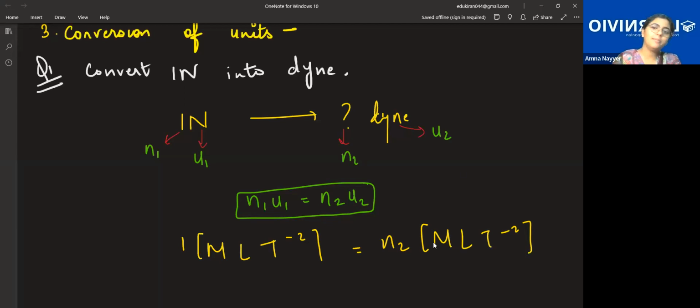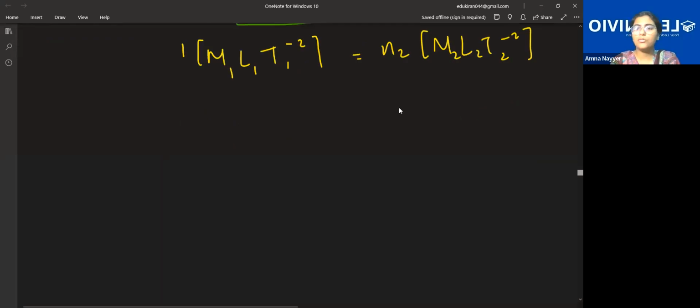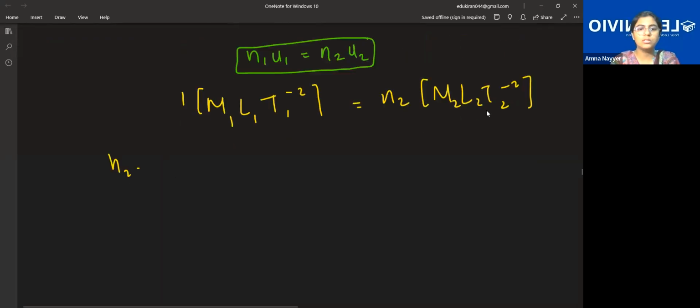So how to differentiate between this dimensional formula and this dimensional formula of force? Here we can put 1, 1, 1 for the first, and here we can put 2. Now we have a difference. When I say L1, L1 means the Newton's length. When I say M2, M2 means dyne's mass, right? Now, N2 is unknown. So to find N2, we'll bring this entire term into the denominator.